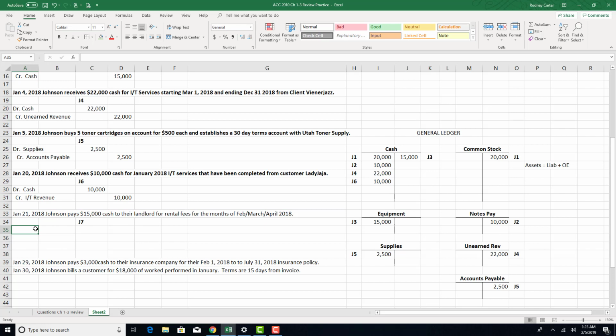But I'm going to go ahead and go prepaid rent. This is an asset. Prepaid rent, prepaid insurance, these are assets. And of course, we had a decrease to cash. So debit prepaid rent, credit cash. Why? Because cash went out the door. So we've got $15,000 in prepaid rent in this. J7.